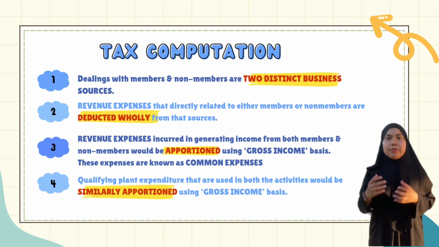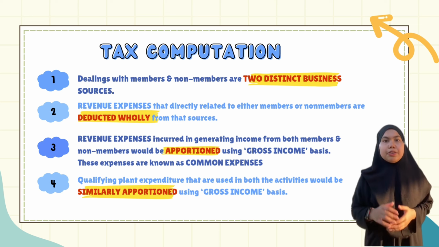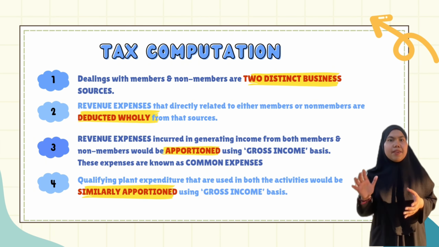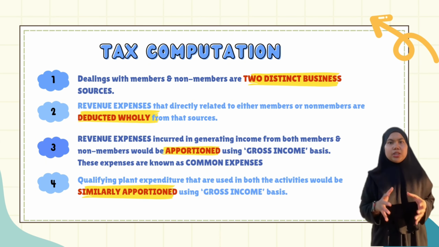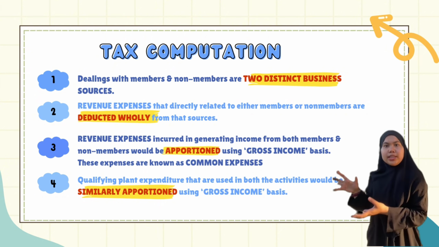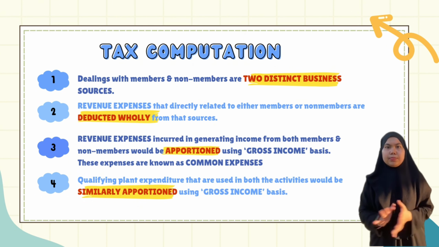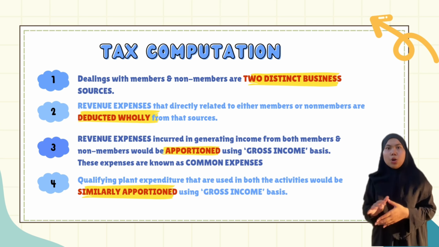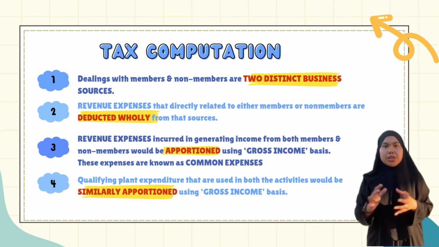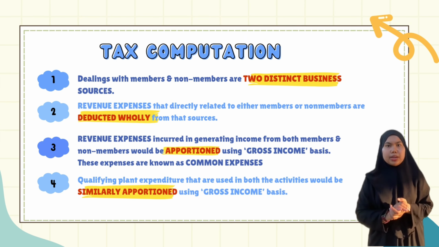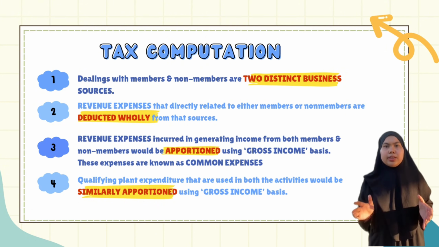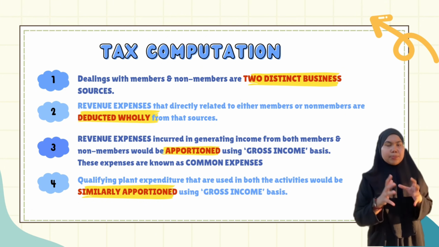Firstly, dealing with members and non-members are treated as two distinct business sources. Revenue expenses that can be directly identified to either group can be wholly deducted from their respective income source. However, when revenue expenses are shared between both members and non-members, these are called common expenses.